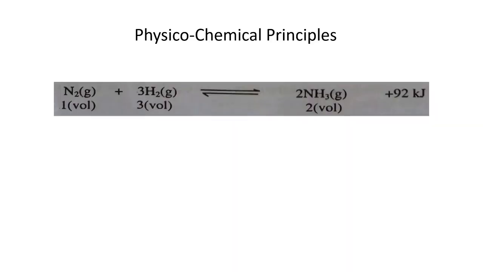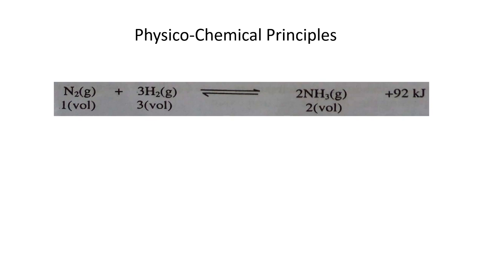Now we'll see the physico-chemical principles behind the manufacture of ammonia. What is the effect of temperature, what is the effect of pressure, what is the effect of catalyst, all these things are discussed so that one can understand the process clearly. So for the physicochemical principles, first we should know this reaction.